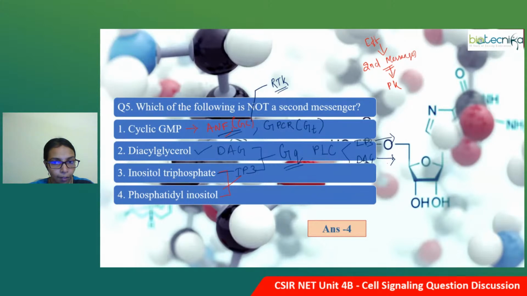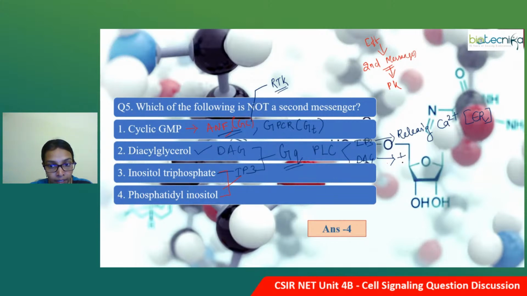Yes. What is the function of IP3 and DAG? Absolutely correct. Surender, IP3 is responsible for releasing your intracellular stores of calcium ions, where it is stored in the endoplasmic reticulum.